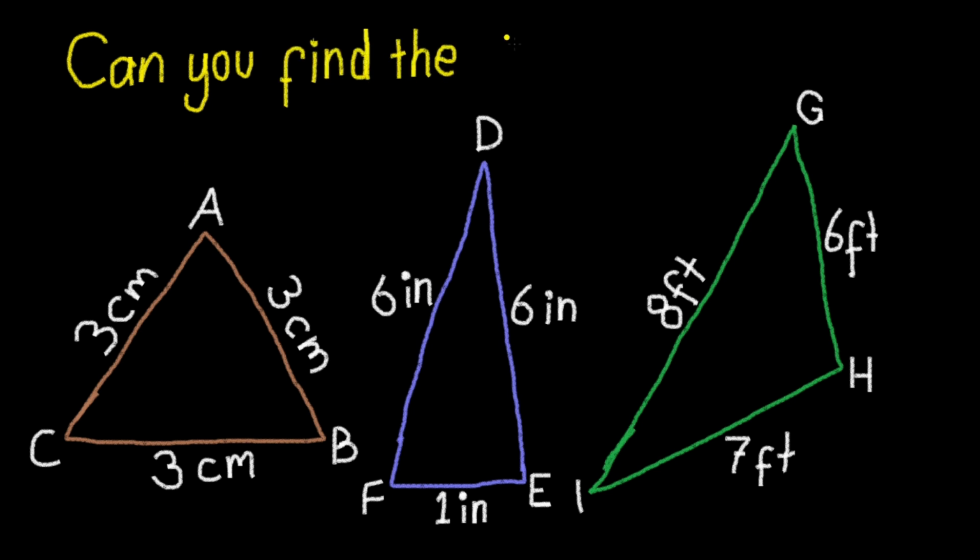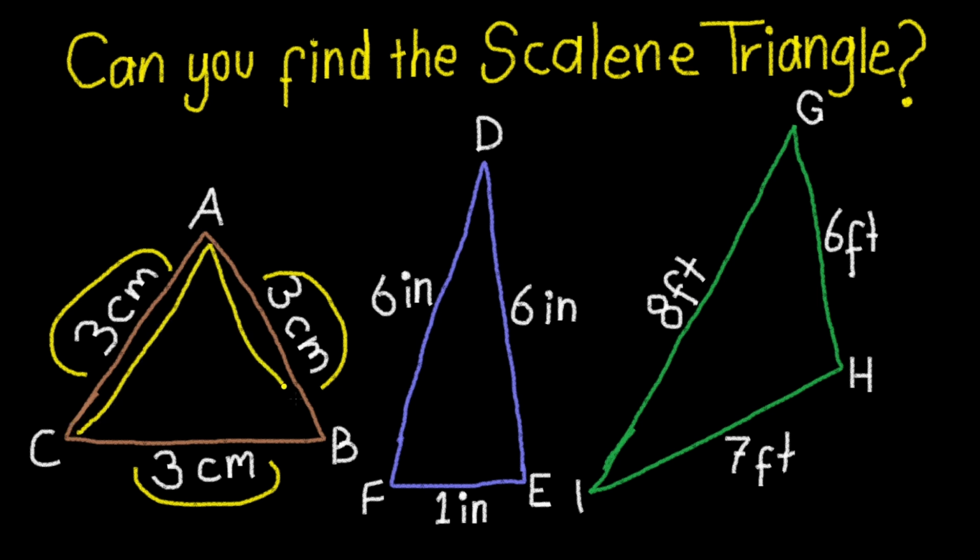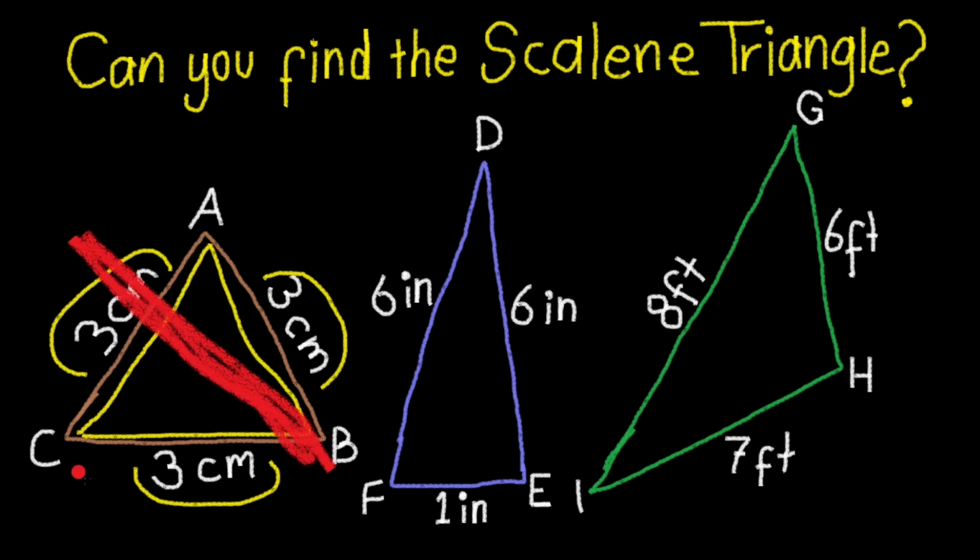Now, let's see if we can find the scalene triangle here. The triangle ABC is an equilateral triangle because all 3 of its sides have the same length, that is 3 centimeters. A scalene triangle cannot be an equilateral triangle or an isosceles triangle, so we can be certain that ABC is not a scalene triangle.